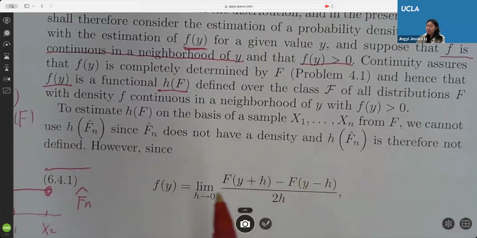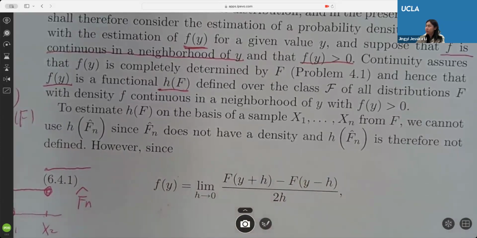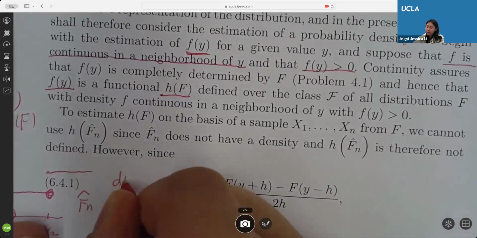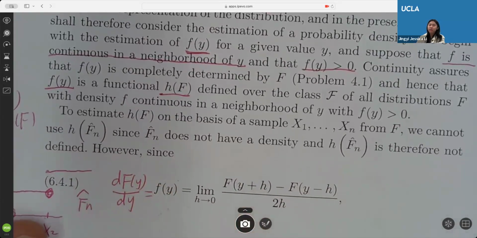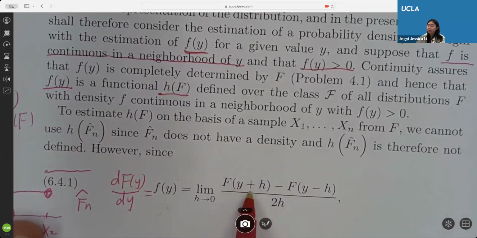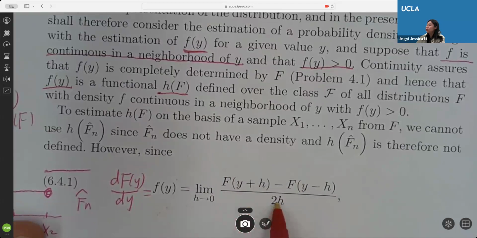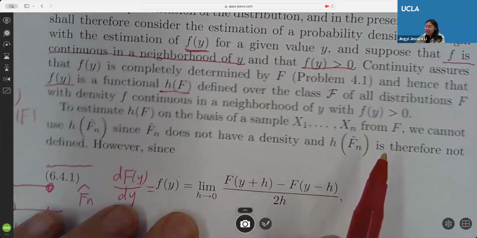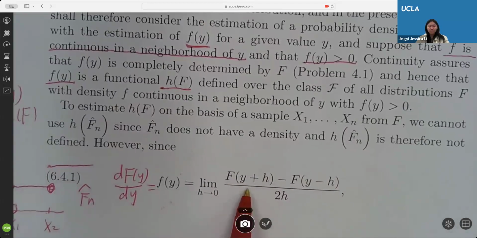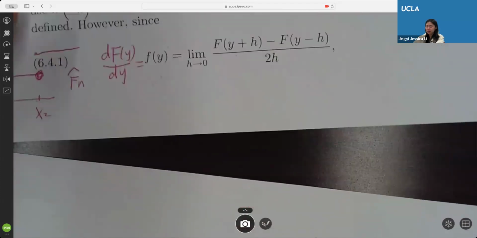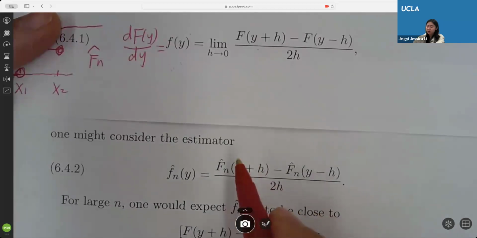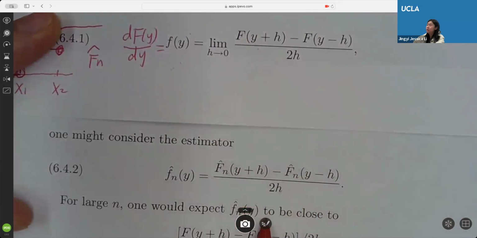However, we can go back to the definition of the density, or the derivative. This is the definition of dF at y over dy. This derivative is defined as the limit of F at y plus h minus F at y minus h, divided by the difference of the two inputs, 2h. That is the definition of the derivative. With this, we can easily do plug-in. This is the plug-in version, which we call fn hat at y. We are just changing F to Fn hat in both terms. That's it, nothing much.